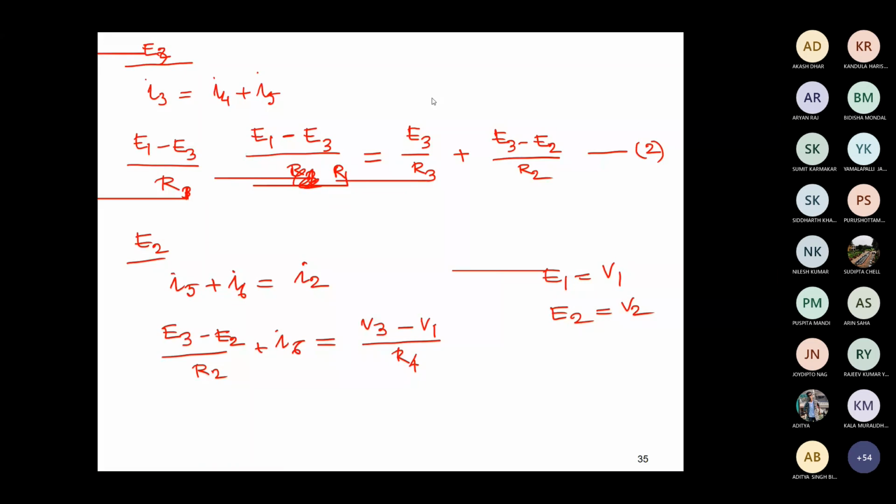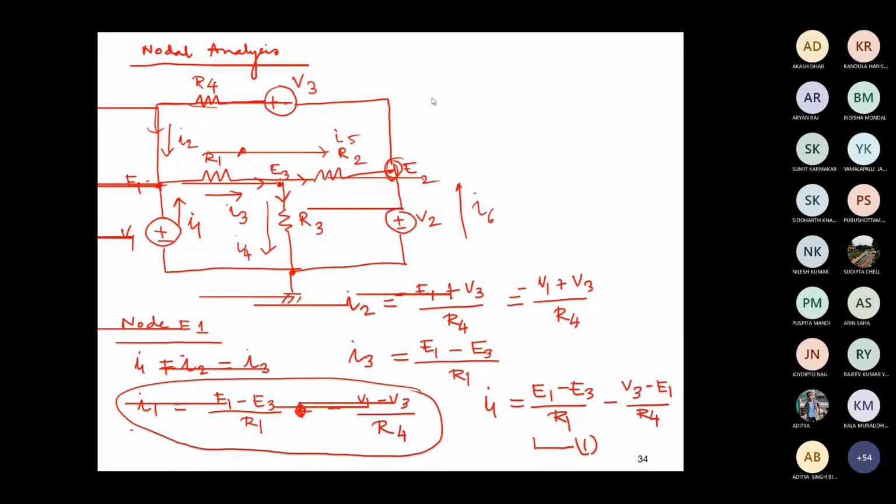So we can write what is E1, what is E3, and what is E2, right? Then what are unknown left? Nothing, right? E3 if we can get from this equation, then you can solve all these three. So I2 you replace with V3 minus V2 minus V1 by R4. Okay, so this is how you can do nodal analysis.